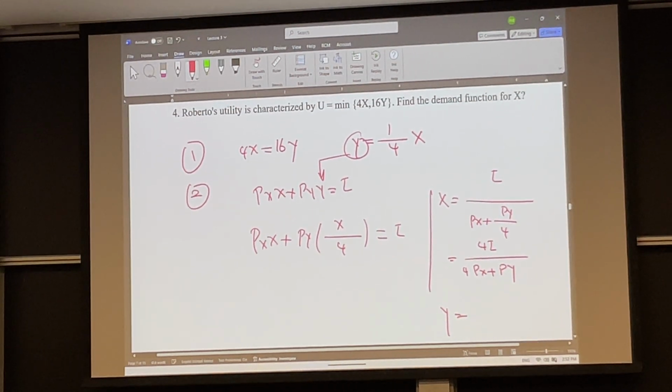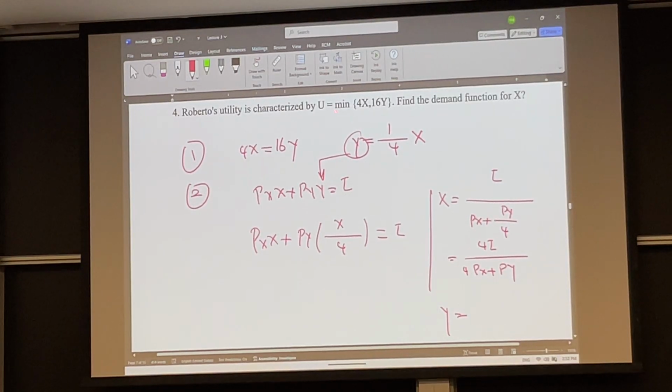What's the demand for y? Well, use this one. Take this one or this one, either way. Divide by 4. Right? You can end up with demand for x, for y, which is this one. I found demand for x. I found demand for y. Right? Make sense? Okay.